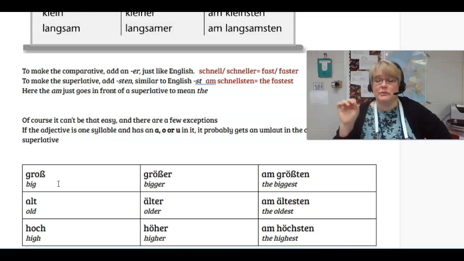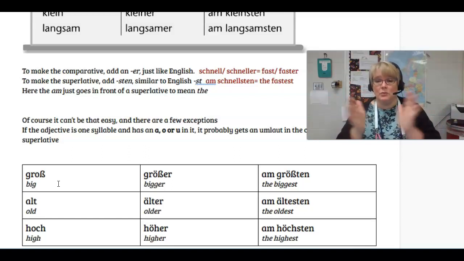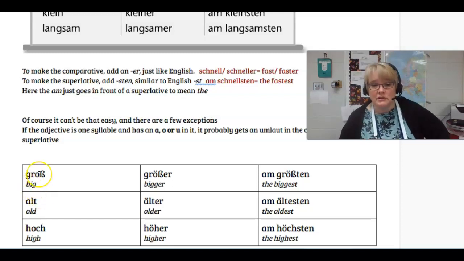If you have an adjective with an A or an O or a U, and it's a one-syllable adjective, it is probably going to get an umlaut. Like groß. Also bigger is not größer with a regular O, it's größer. Groß, größer. Can you hear the difference? Und dann am größten. Will people understand you if you mess it up? Probably. But it's just difficult, like you pronounced it wrong.